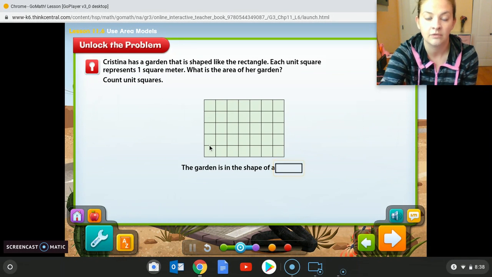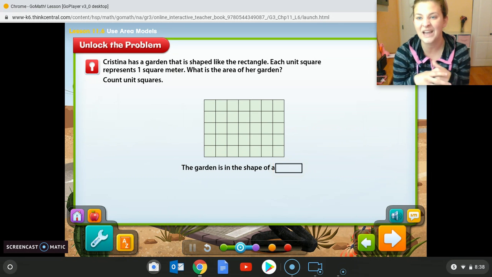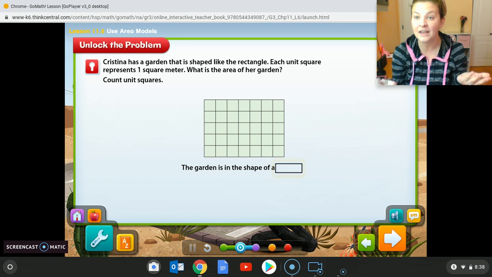1, 2, 3, 4, 5, 6, 7, 8, 9, 10, 11, 12, 13, 14, 15, 16, 17, 18, 19, 20. A lot of squares. 21, 22, 23, 24, 25, 26, 27, 28, 29, 30, 31, 32, 33, 34, 35. Okay. So there's 35 squares. So what happens if you accidentally make a mistake, right? What happens if you miss a square or you count a square extra? Then you're not being accurate.